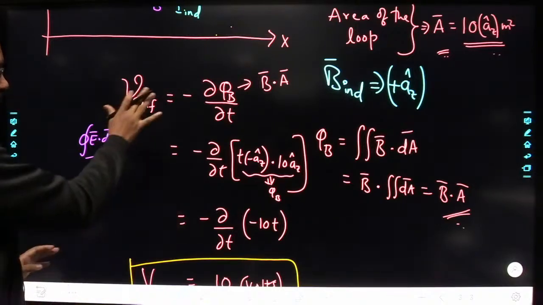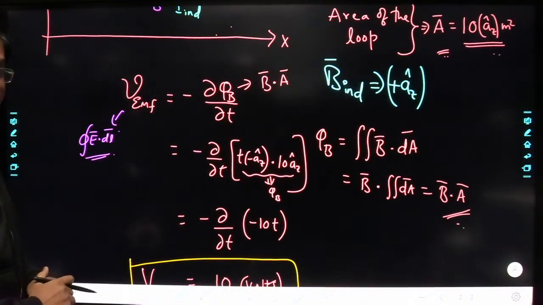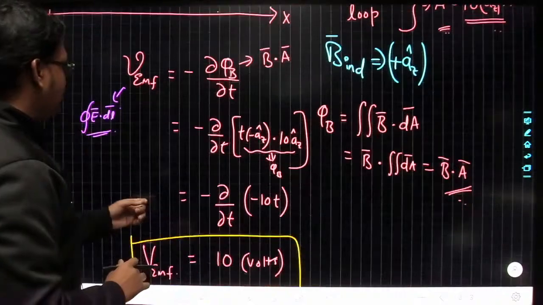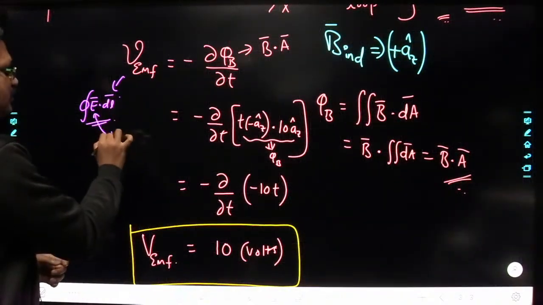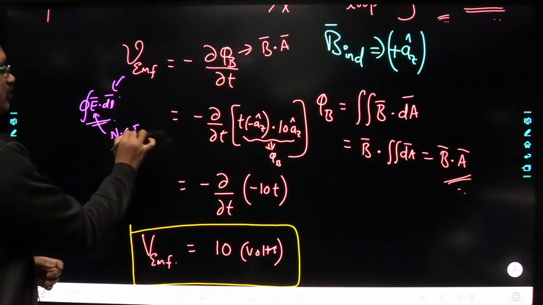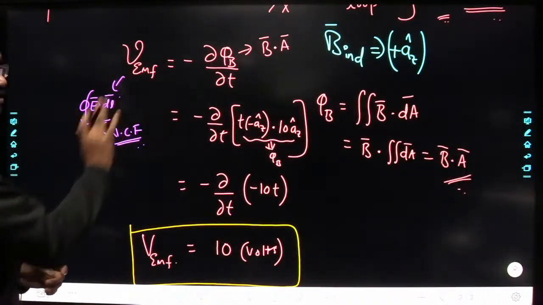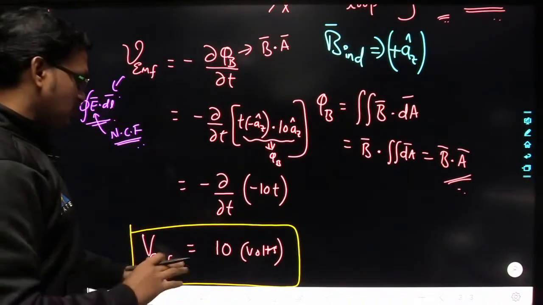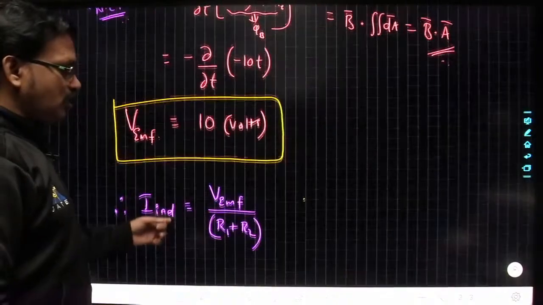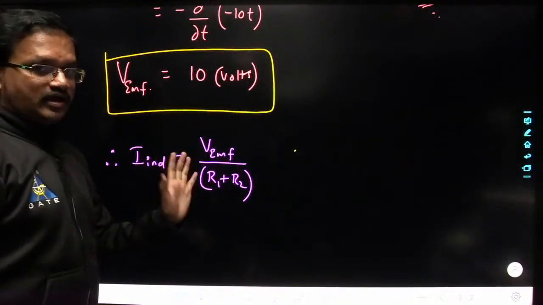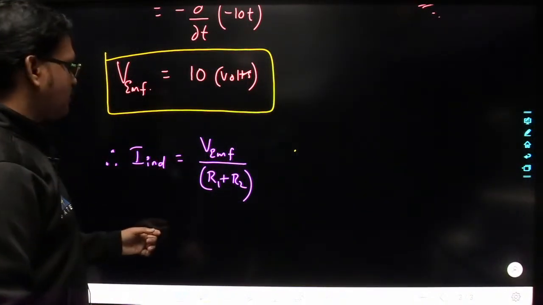So you are applying Faraday's law, right? Remember that. And this electric field here is a non-conservative field. So remember all these things here. Ohm's law is valid. V equal to IR is valid. Understood?